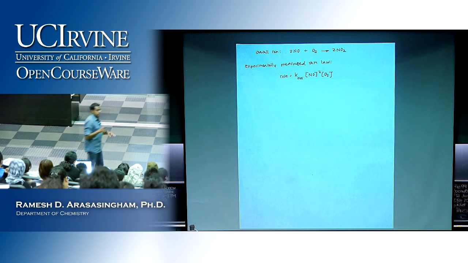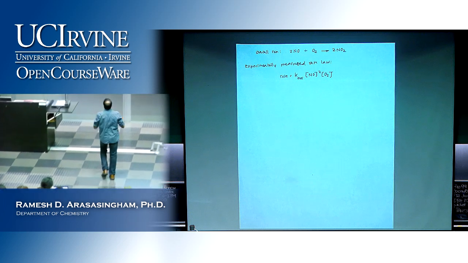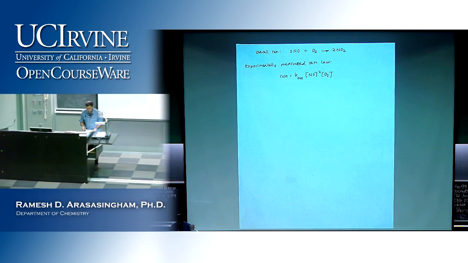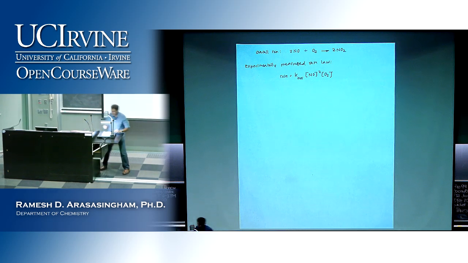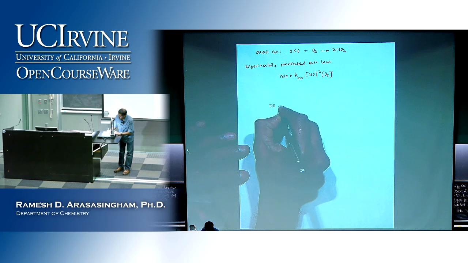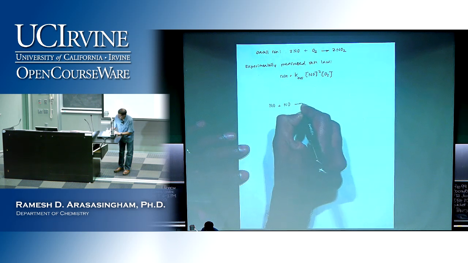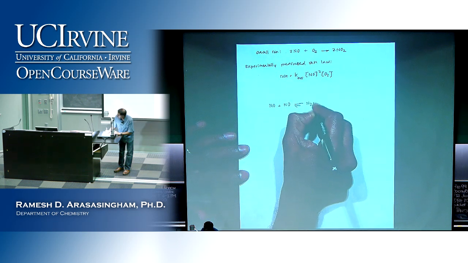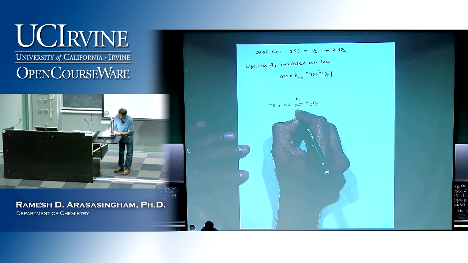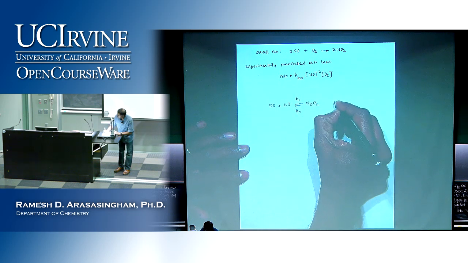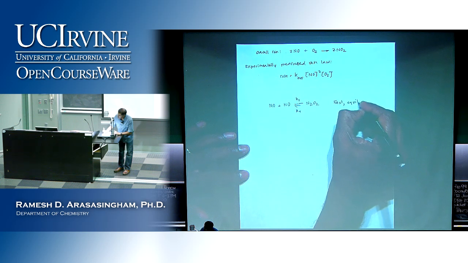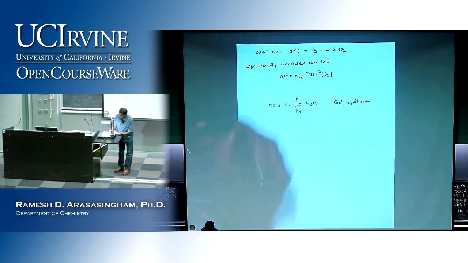But that's unlikely. One possible mechanism that has been suggested for this is this, where you have NO plus NO giving you N2O2, where this is K1, this is K negative 1, and we call it fast equilibrium. So this is step 1.